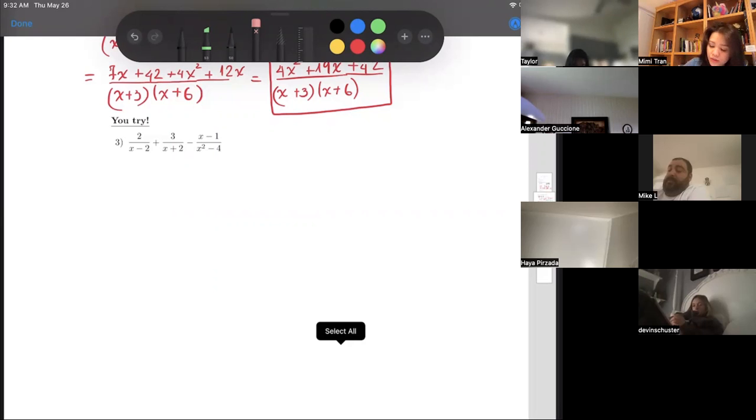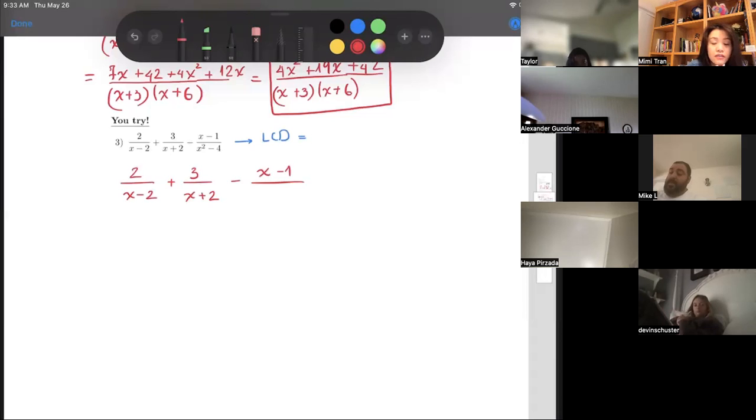Someone tell me what the LCD is for this one. So let me factor: 2 over x minus 2 plus 3 over x plus 2, minus x minus 1 over the third fraction. The first 2 fractions, nothing I can do, right? They're all prime. The third fraction, I can factor as what? x squared minus 4 is the same thing as x plus 2, x minus 2.